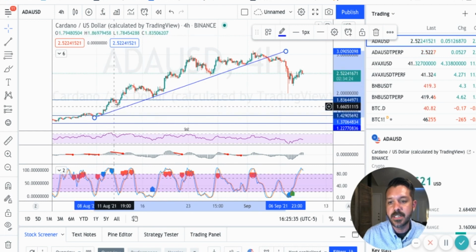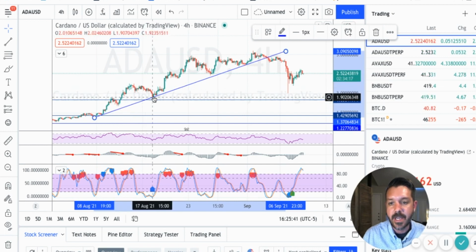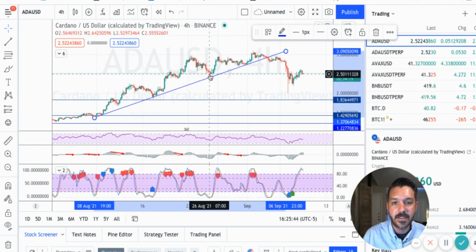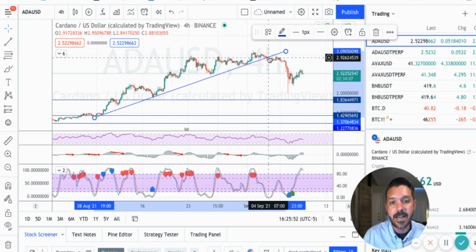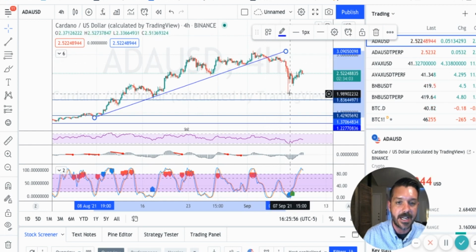So we had one touch, not really a touch here, but it did come down and stayed above that support line. We had a second touch, we kind of had a third touch, we had a fourth touch. And right here, we touched the fifth time and we fell through. A lot of traders would have gotten out of their trade here, and that would have been a smart move because then we had this big flash crash.